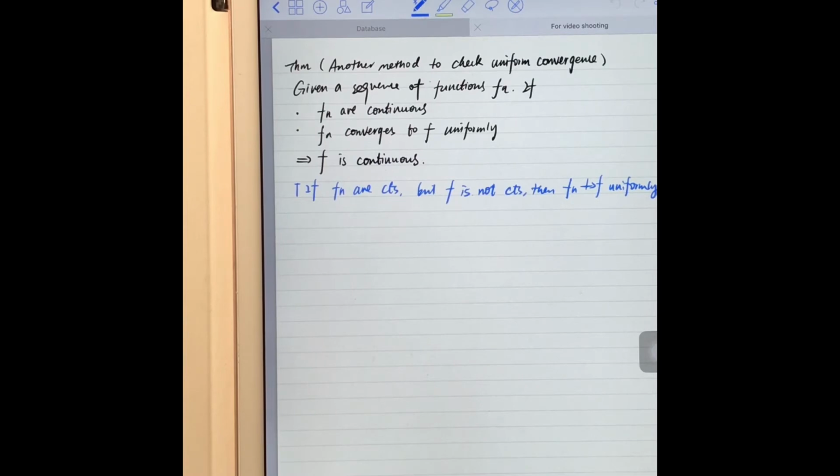So you can think of this theorem from another perspective. That is to say, if the fn are continuous, but the function that the sequence is converging to is not continuous, then fn must not converge to f uniformly, right?